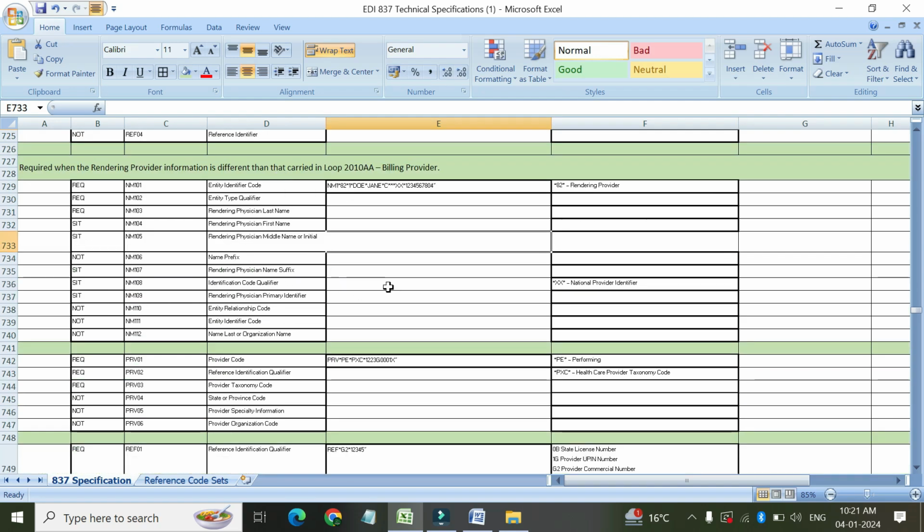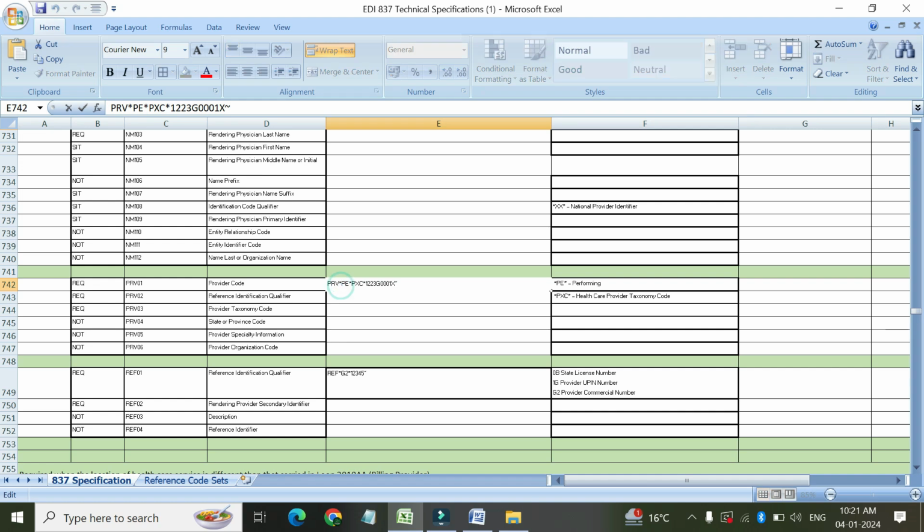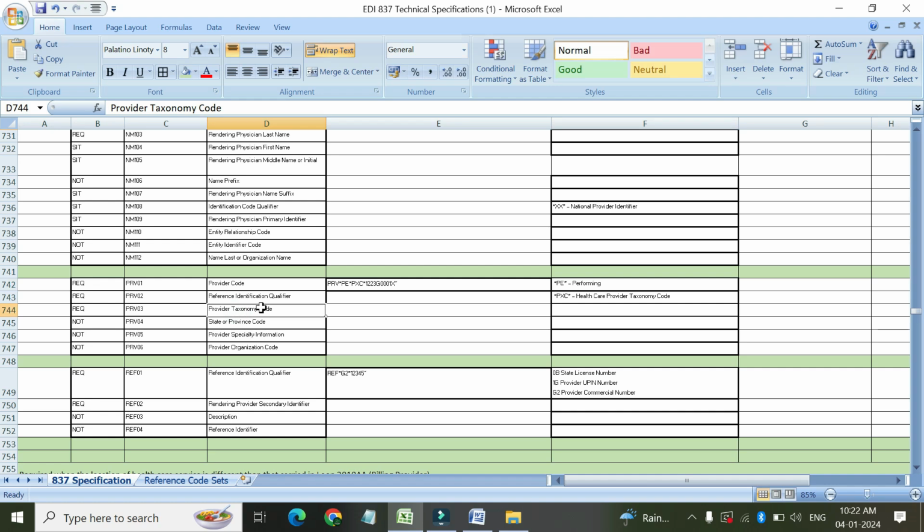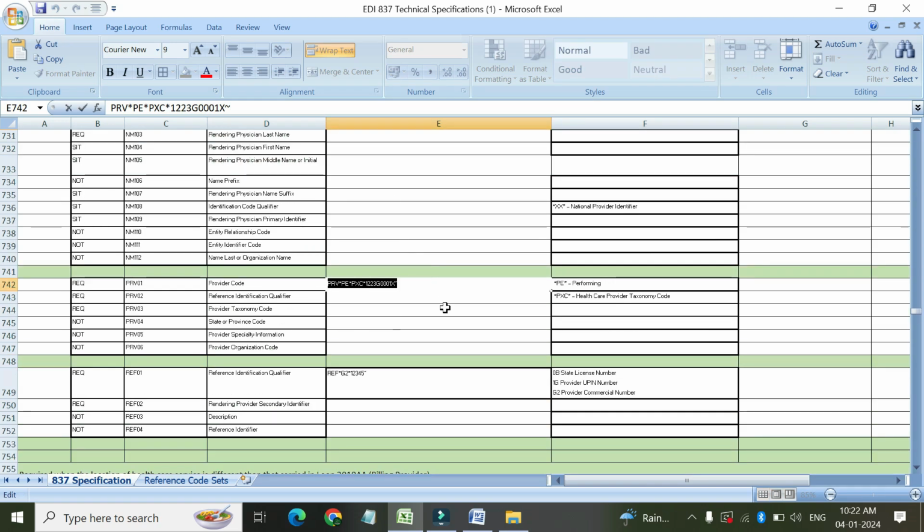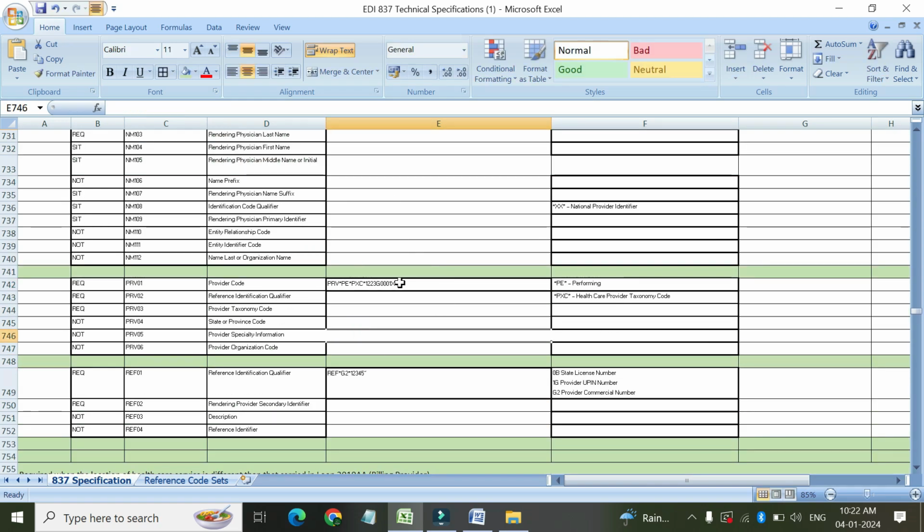Moving ahead, loop 2010A PRV segment. PRV segment contains the taxonomy code in element number 3. PXC is just a qualifier for the taxonomy code, and P is the qualifier showing that this taxonomy code is the performing taxonomy code. So performing provider's taxonomy code. So taxonomy code is nothing but the specialty code, which shows the exact specialty of that provider, whether he's an oncologist, a cardiologist, sports medicine, general medicine, you know. So basically this shows the payer that the right provider is doing the right treatment. So that is the significance of sending the taxonomy code on the claim.